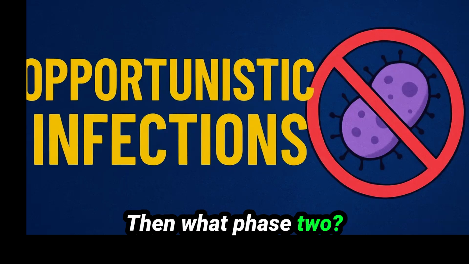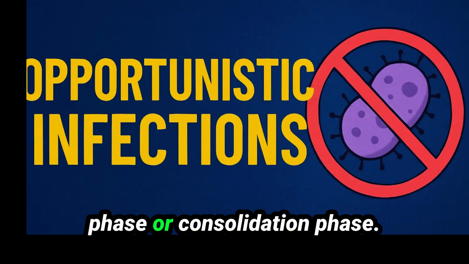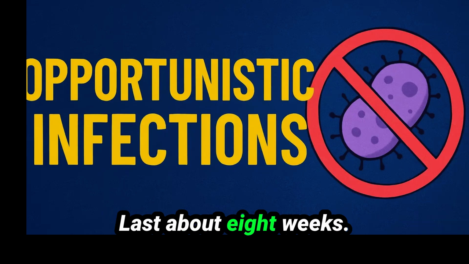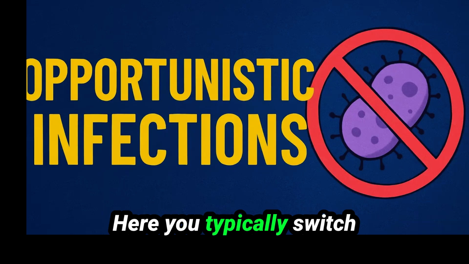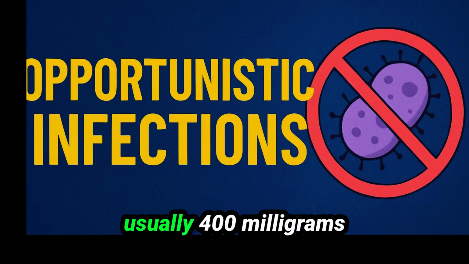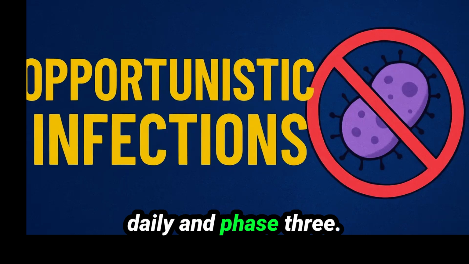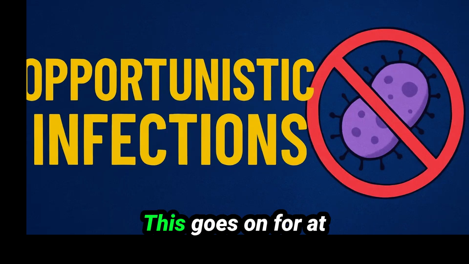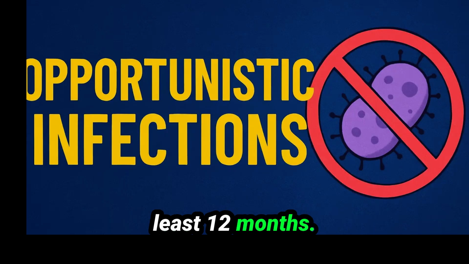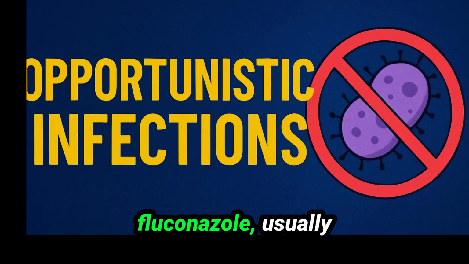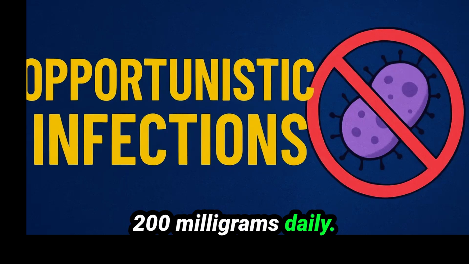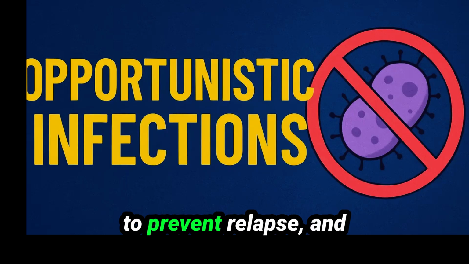Okay, 2 weeks of that intense induction. Then what? Phase 2. Phase 2 is the suppressive phase, or consolidation phase, lasts about 8 weeks. Here, you typically switch to oral fluconazole, usually 400 milligrams daily. And phase 3? Phase 3 is maintenance. This goes on for at least 12 months. It's a lower dose of fluconazole, usually 200 milligrams daily. This long tail is crucial to prevent relapse.